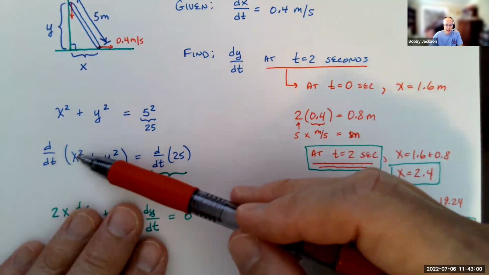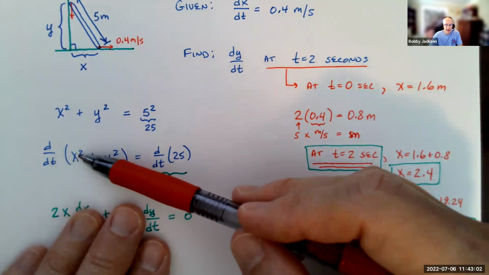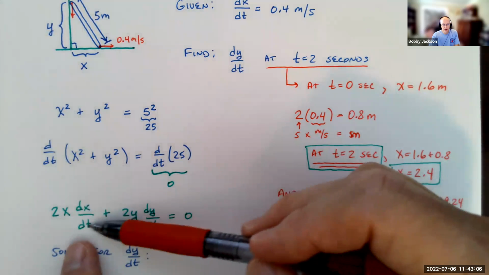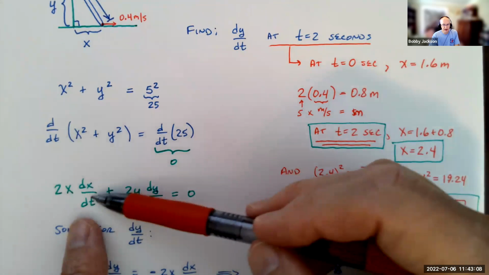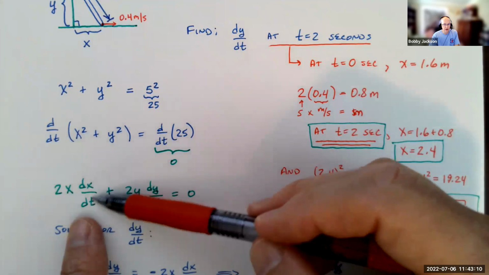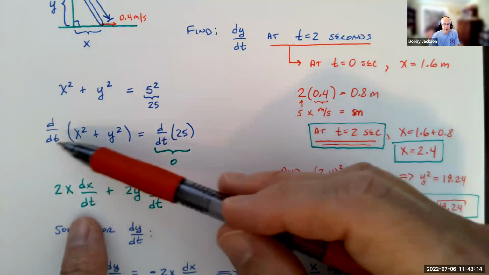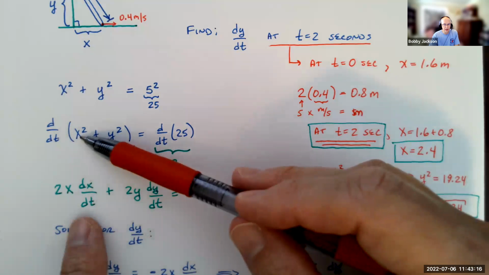The outer function is x squared. The inner function is x. So the derivative of the outer function is 2x times what? The derivative of the inner function, dx/dt. So you're always going to have that. You're going to take the derivative of 2x, and then you're always going to tag on this dx/dt. Notice it's with respect to t, not with respect to x.